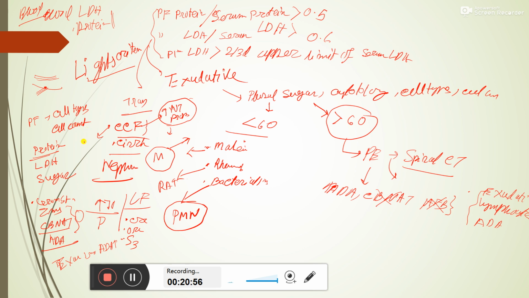Okay, if tuberculosis is found, you will give ATD. But if tuberculosis is also not found, you will wait and see whether the symptoms improve or not. If the symptoms do not improve, you will go for thoracoscopy.